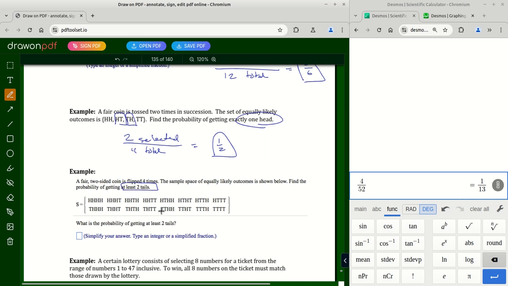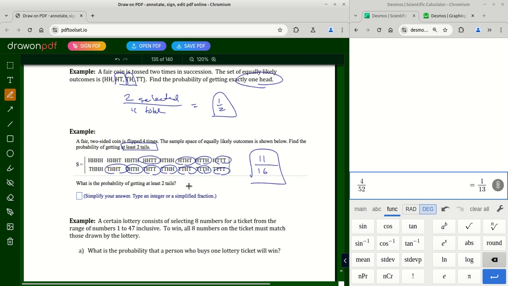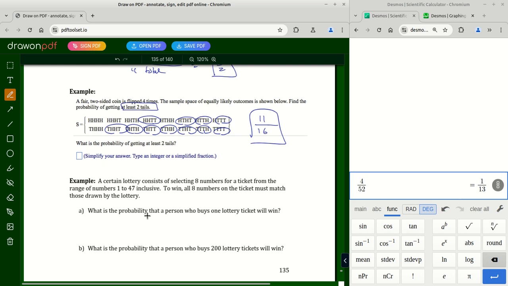It says at least 2 tails. So that's going to be this one, this one, this one, this one, this one, this one, here, here, here, here, here. I'm drawing on top of them. You should be doing this too. 1, 2, 3, 4, 5, 6, 7, 8, 9, 10, 11. So 11 selected, 16 total. That does not reduce, and there you go. That's all we're doing. It's not hard here, not hard.